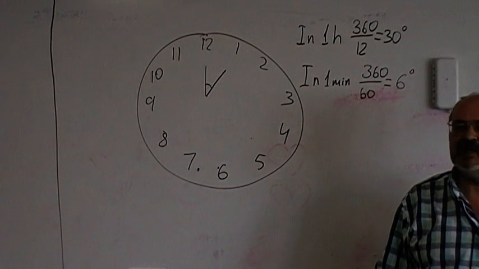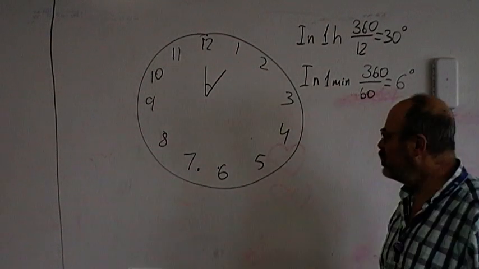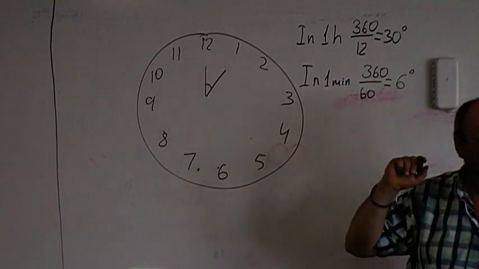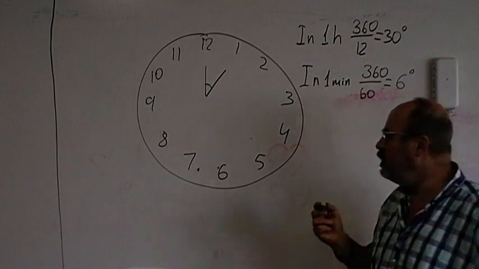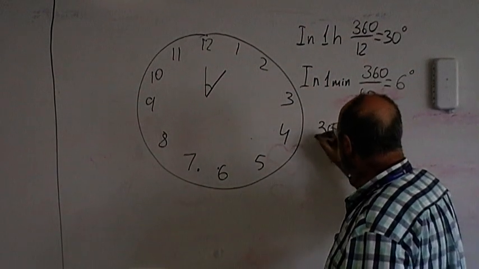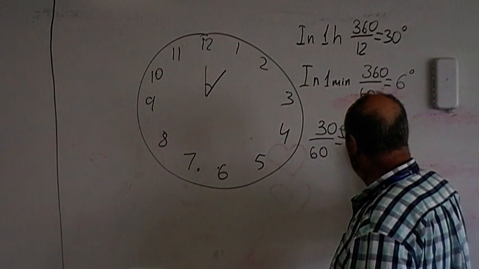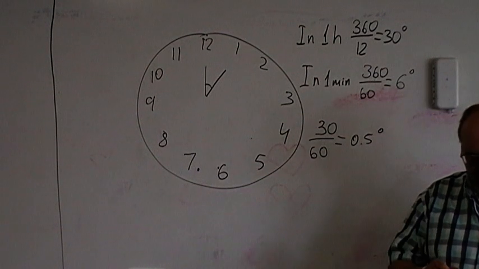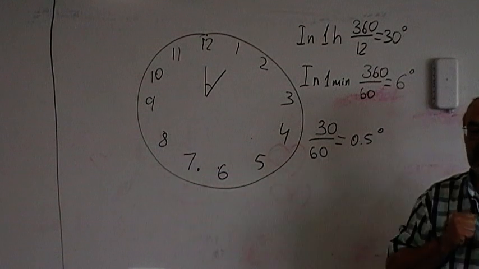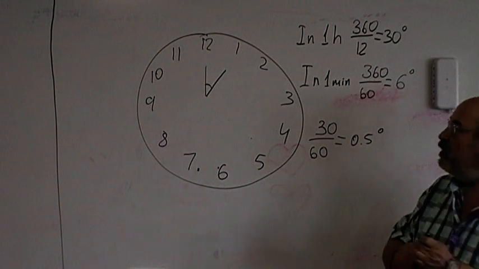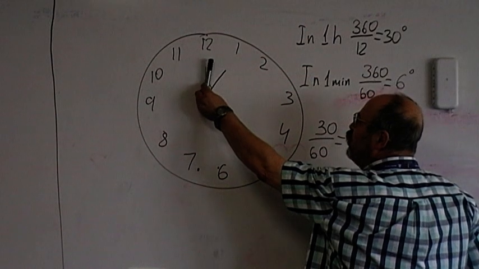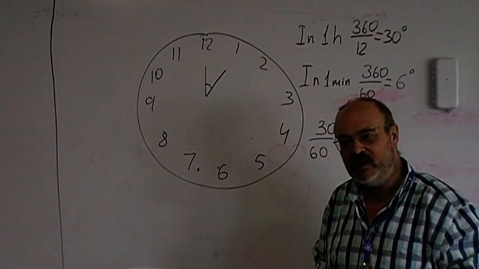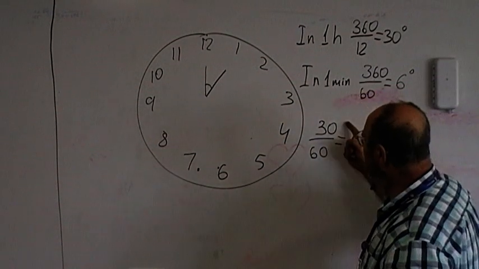Now we also need to know how far the hour hand moves in 1 minute. In 1 hour it moves 30 degrees, and 1 hour is 60 minutes. So in 1 minute, it will move 30 divided by 60, which equals 0.5 degrees.